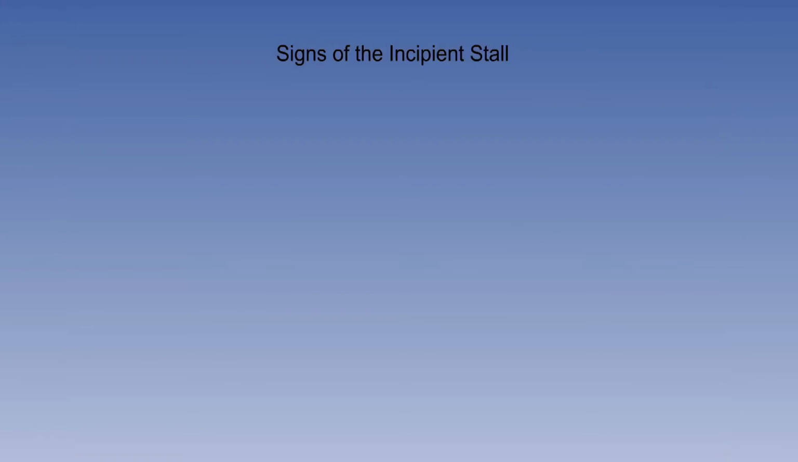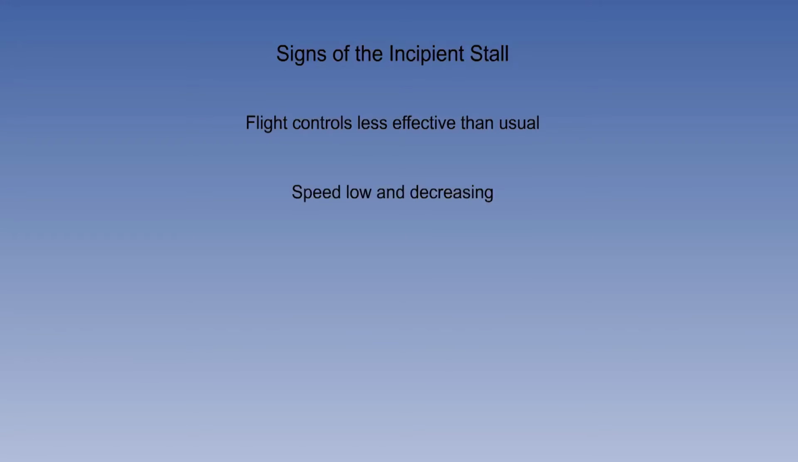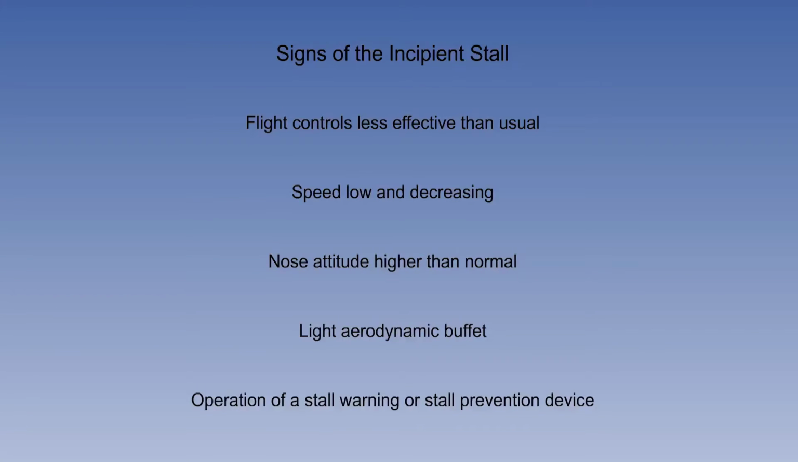Stall characteristics vary with different kinds of aircraft, but there are common factors which may occur with all aeroplanes. For modern aircraft, during most manoeuvres, the onset of the stall is gradual. The first indications may be provided by any or all of the following. Flight controls less effective than usual. Speed low and decreasing. Nose attitude higher than normal. Light aerodynamic buffet. Or the operation of a stall warning or stall prevention device.